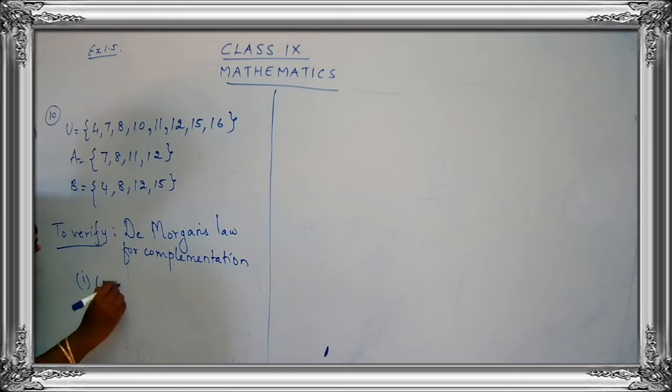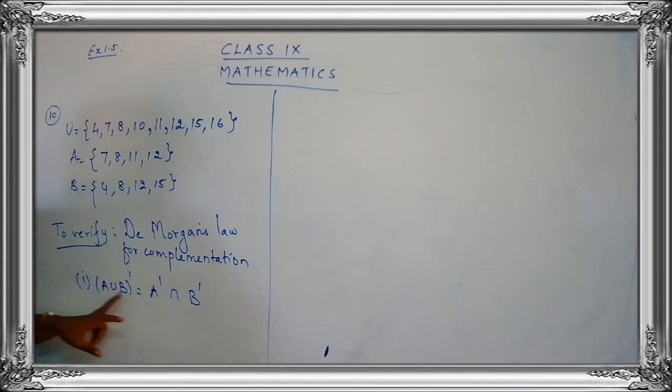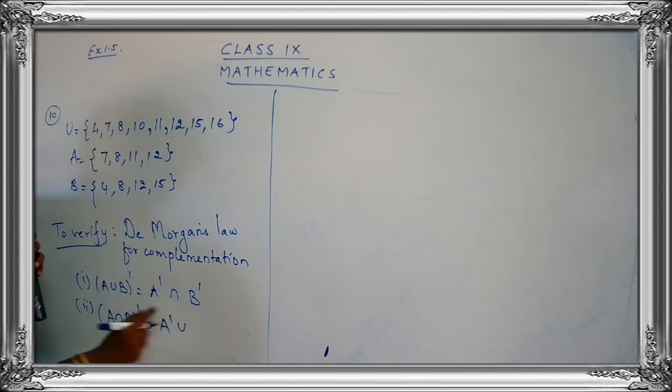A union B the whole dash is equal to, remember, A dash, the union will change to intersection, and then you have to write B dash. So A union B the whole dash is A dash intersection B dash. Second one, A intersection B the whole dash. This is A dash, the intersection will change to union, again B dash. Are you getting the point, children?